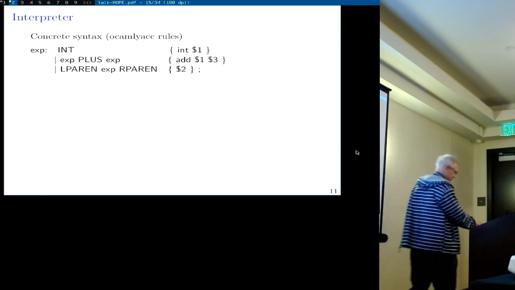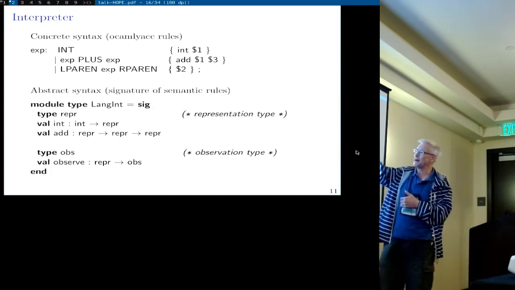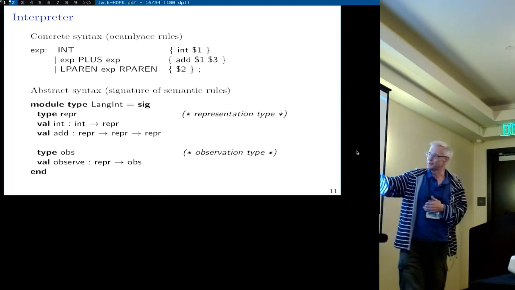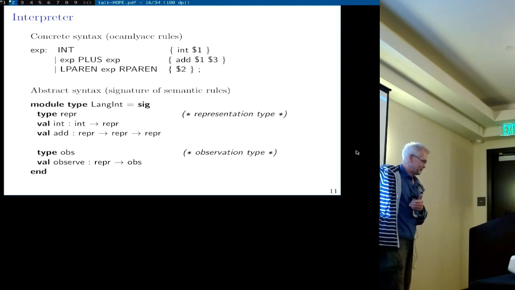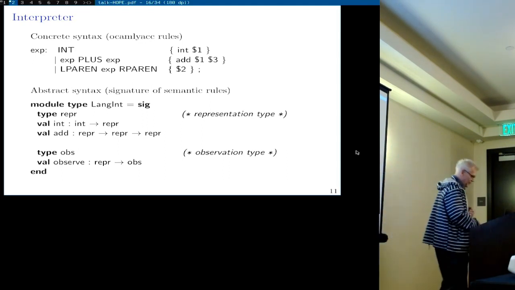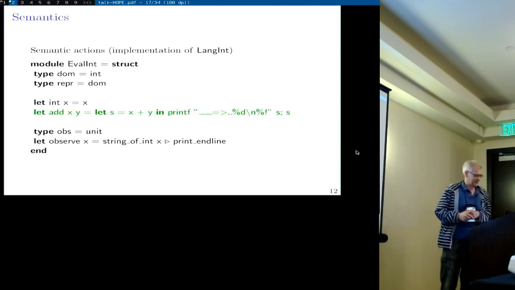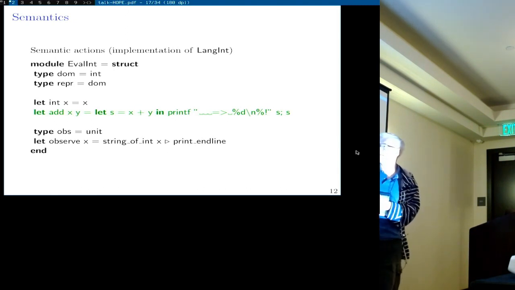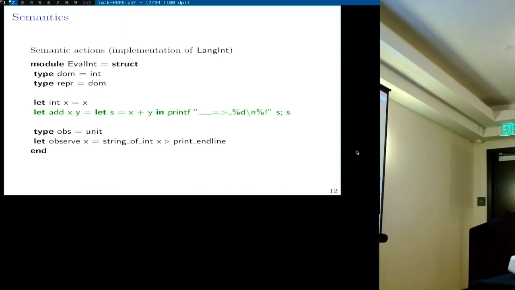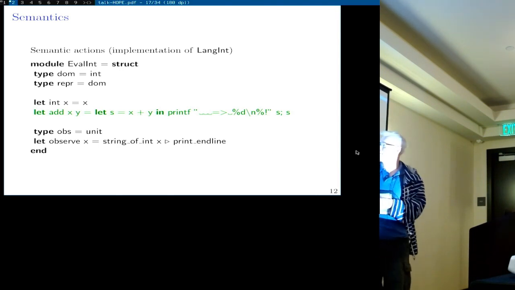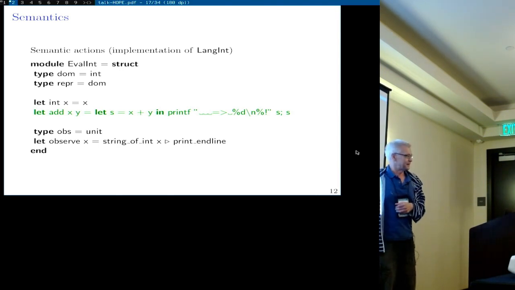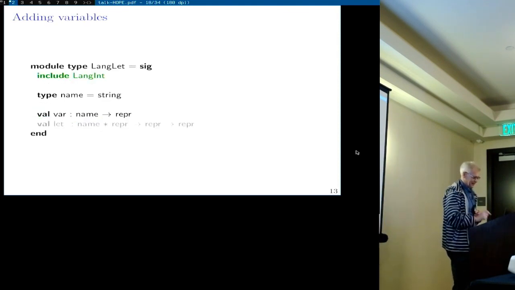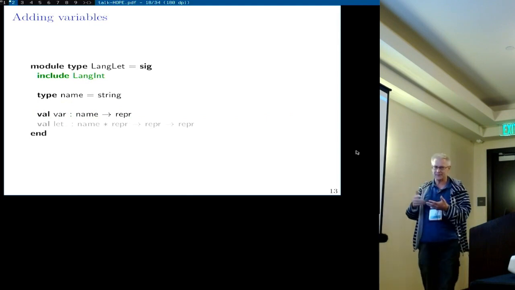These are semantic actions, and if we arrange them by types and signatures, that's actually an abstract syntax tree, right? It's the abstract syntax. So what's the implementation of it? One implementation is that the value domain is integer, and the representation domain is the same. For addition, I added printing of the result. That turns out to be important, just for the point of the presentation. The language is way too simple.